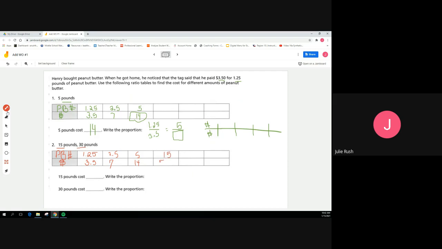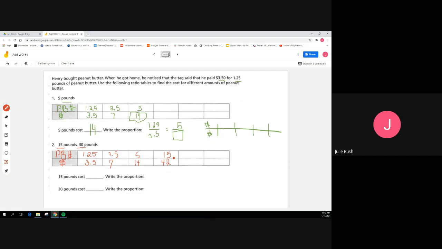Hang on. 42, right? Let's check our math. I'm having what I would call a brain fart. 3 times 10 gives us 30. 3 times 4 gives us 12. And so 3 times 14 is 42.